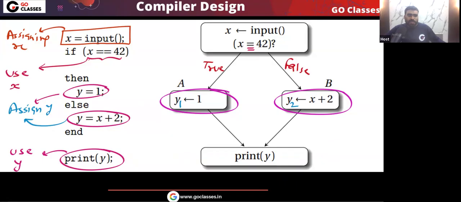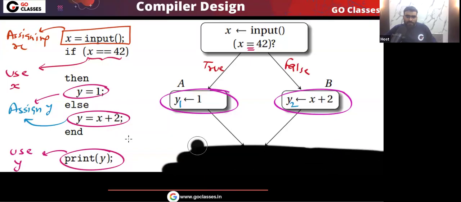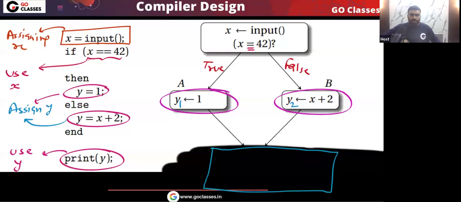Now let me tell you. In this type of situation, to convert into SSA, we use the concept of phi. We use the phi instruction. In SSA, the static single assignment form, there is a special instruction.